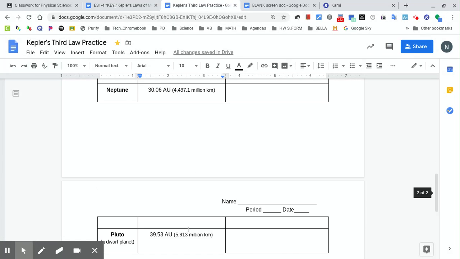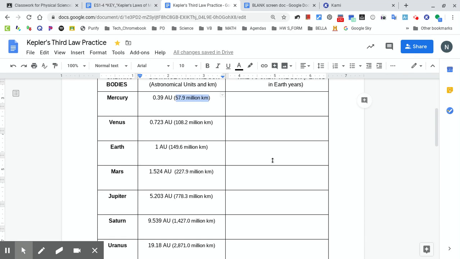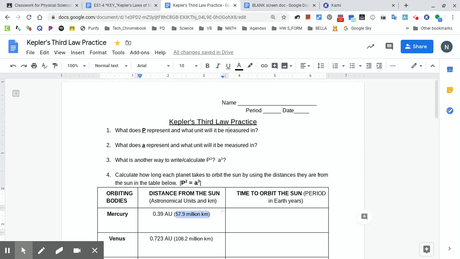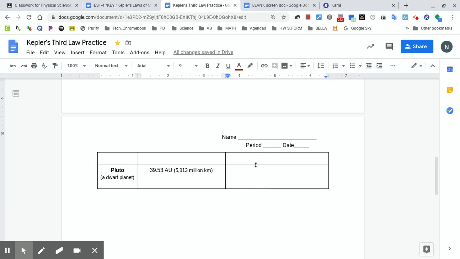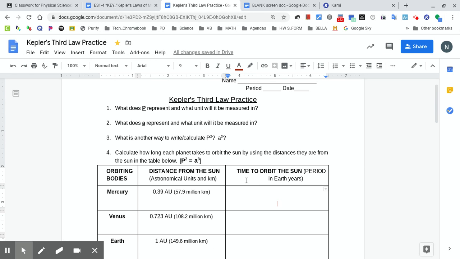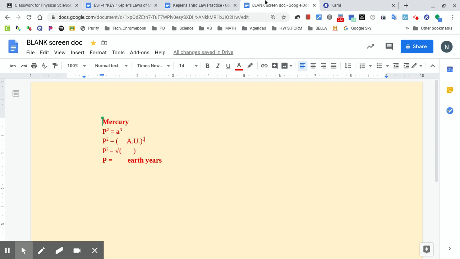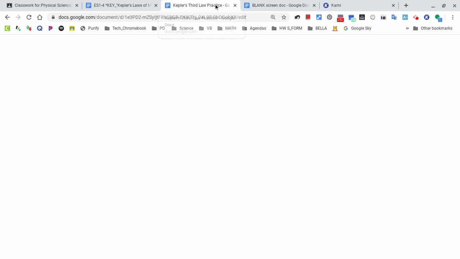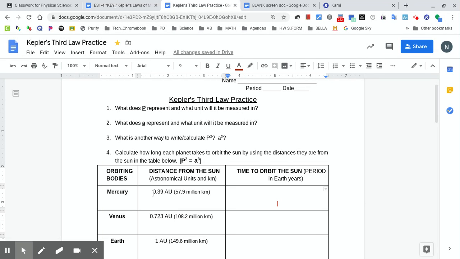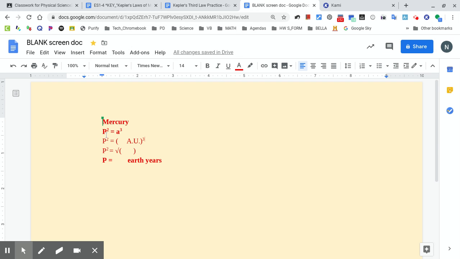Oops, somehow I messed up the setup here. I'll have to fix that. Somehow it got moved down. All right, so anyway, just copy and paste that right onto your document. I would just take that from the key and copy that over. I'm going to show you the example here. It's 0.39 AU. So I'm going to take this value, copy it over, and paste that in here.